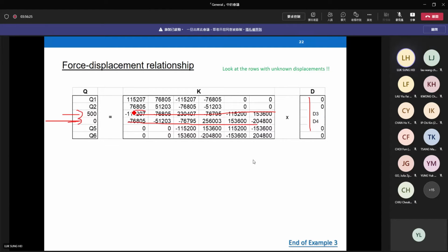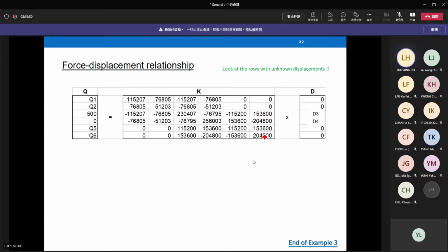And the minus number times 0, and then 76,000 times 0, and so on. You can see that the first two columns always multiply with 0. The last two columns multiply with 0. Only the middle columns multiply with D3, D4. Gives you some useful meanings.